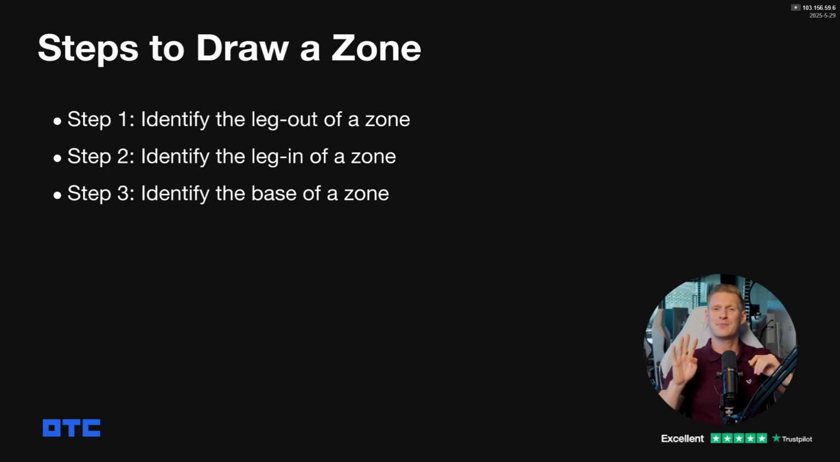Now, this is where the fun begins, because we are ready to start drawing our zones. We follow a four-step process to identify and mark them. First, we find the leg out, then the leg in, and finally the base. Technically, steps 2 and 3 can be viewed as one combined step, but I will show you exactly how to handle it all on the price chart in just a moment. Now, open your Campus Fund trading platform so you can follow along.